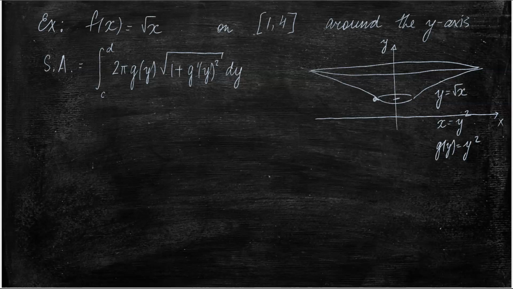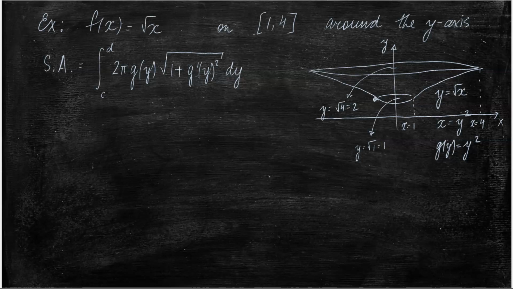Well, c and d are the limits of integration on the y-axis. So c will be the limit that corresponds to x equals 1, and d will be the limit that corresponds to x equals 4. So to find these limits, we simply have to plug those values into the function. So my c and d are 1 and 2. And once we figure that out, now we're going to start this process.